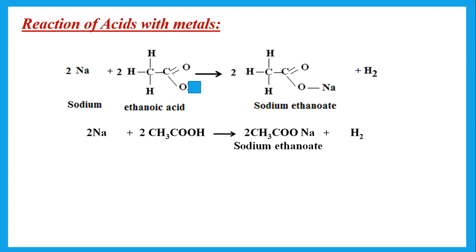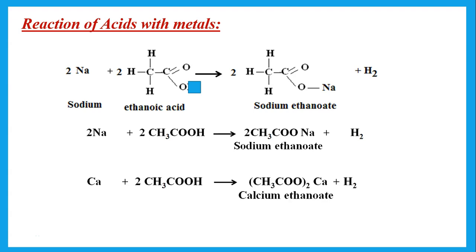Also, if I'm reacting it, but remember that sodium valency 1, so we need CH3COO with an A. But calcium, what if I'm doing calcium? Calcium has a valency of 2, so each calcium needs 2 of the ethanoic acid. So this is the formula of calcium ethanoate.